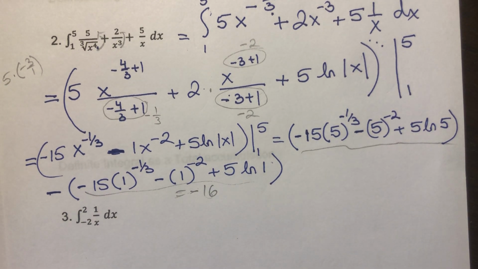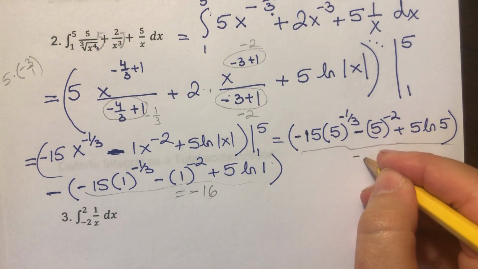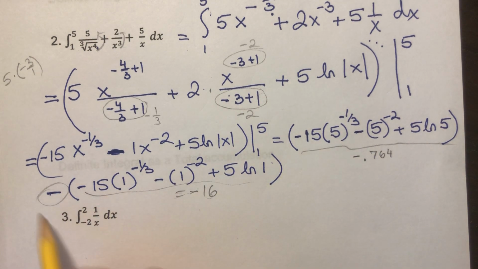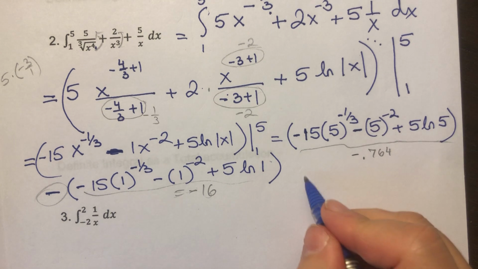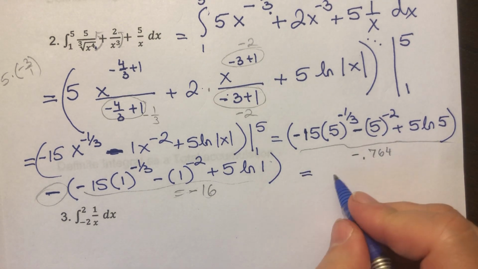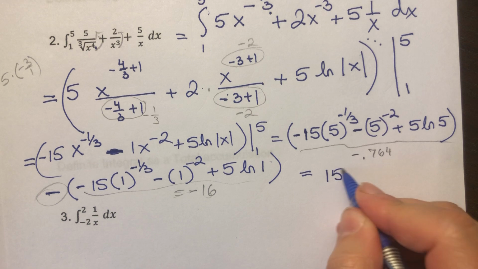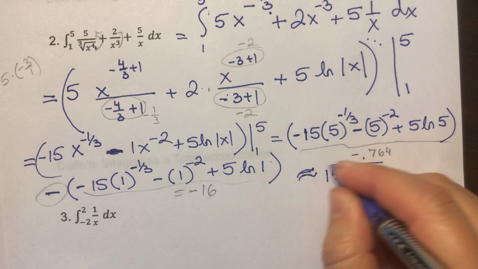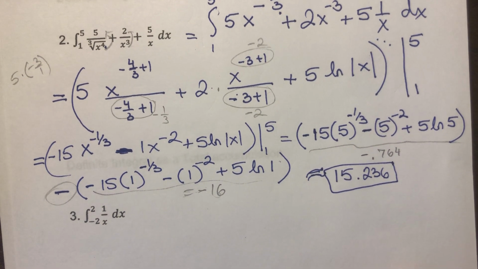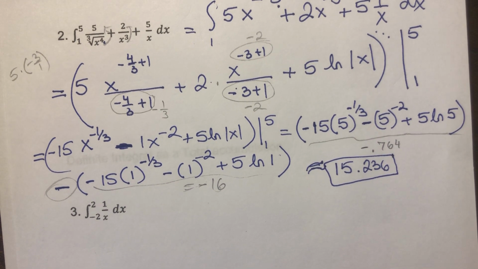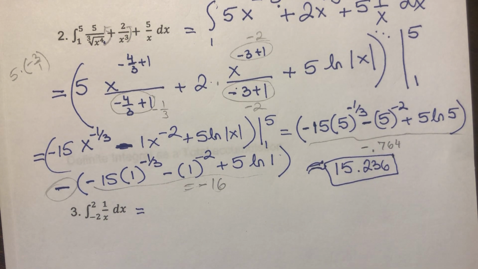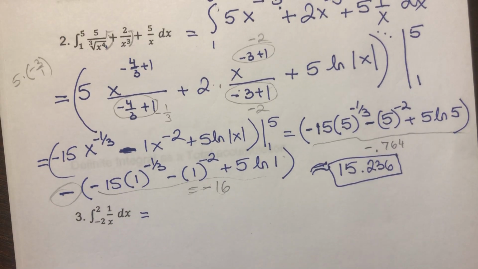And if you put that in, that's actually a decimal, so that's a negative 0.764. Minus minus turns into a plus, by the way, right? So it's going to be 16 minus 0.764, which is going to be about 15.236. Okay, so your calculator will definitely be your friend in these problems. All right, this one's much easier. And that's a good problem to look at.